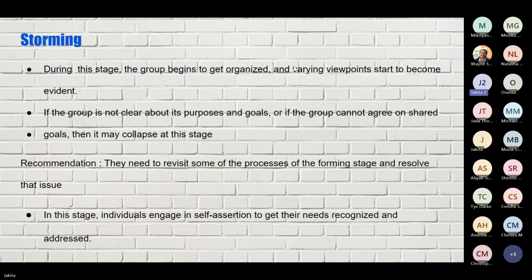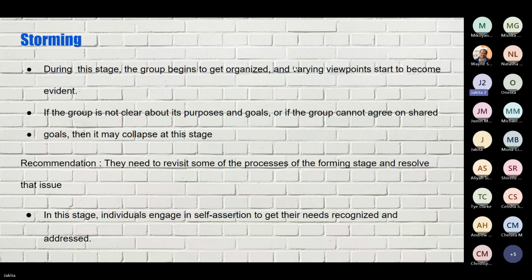So we're going to move on to the next stage, which is storming. During this stage, the group begins to get organized and varying viewpoints start to become evident. As we looked at the video previously, it would have touched on this. If the group is not clear about its purpose and goals, and the group cannot agree on a shared goal, then at this stage, it may collapse. What is recommended is that they revisit some of the processes of the forming stage and resolve issues. In this stage, individuals engage in self-assertion to get their needs recognized and addressed.